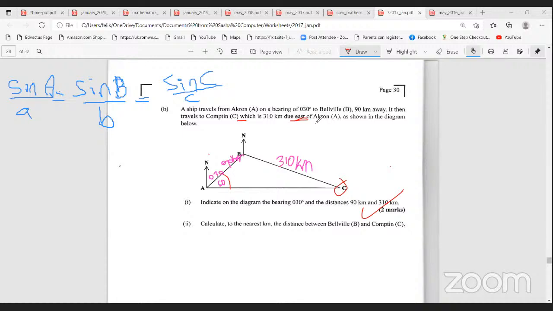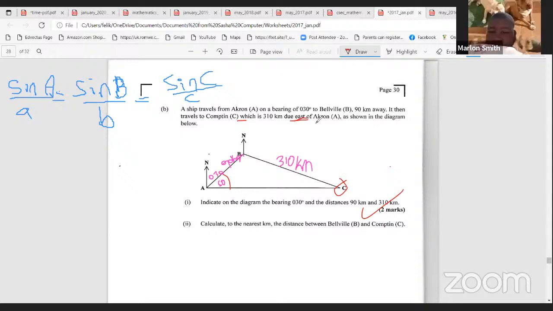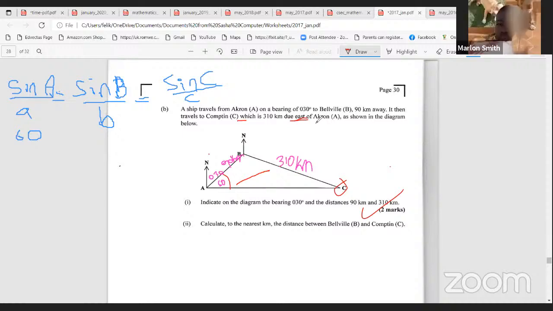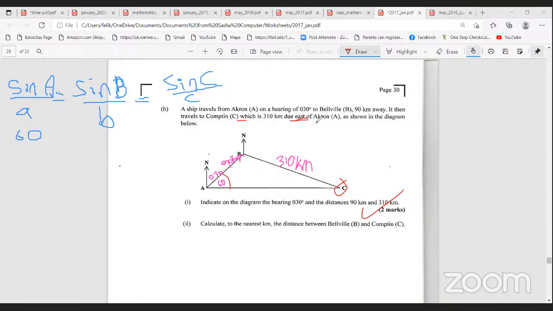So look at the diagram. Sin A would have been like sin 60. What is the common letter? Yes, beautiful. What happened to the C, Dejana? What happened to the sin?